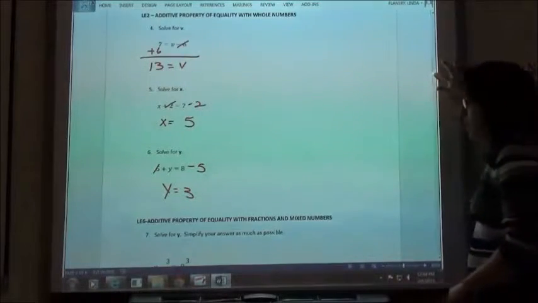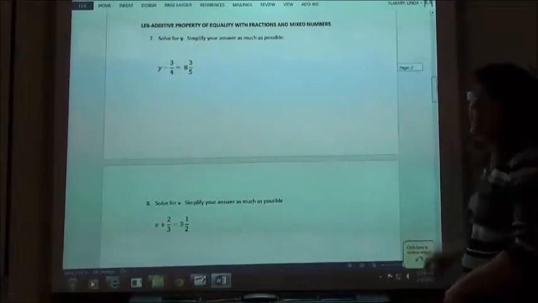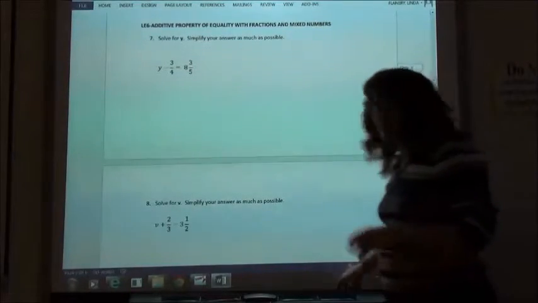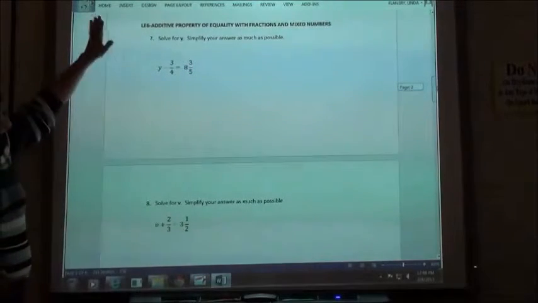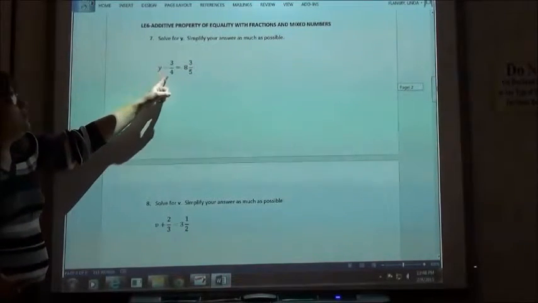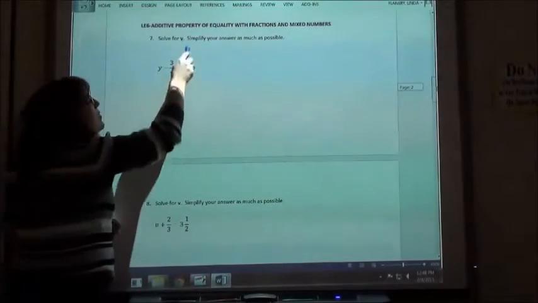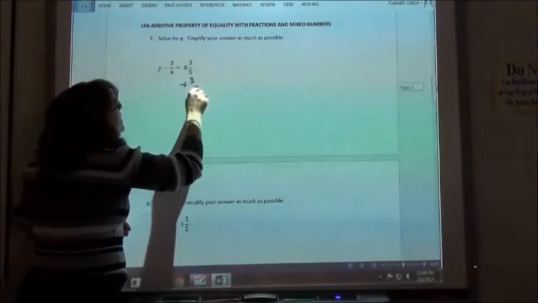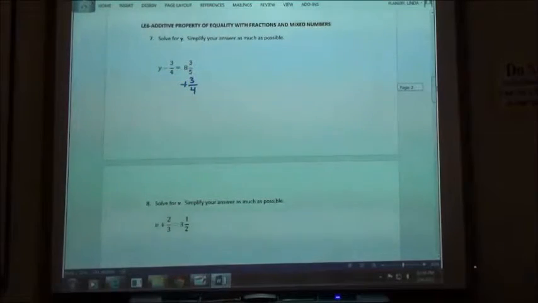And now the new ones are just the same thing you're doing, just making them a little more complicated, like we might have fractions and decimals and those kinds of things. But the rule is still the same. If I want to solve this for y, I need to move this to the other side, so I'm going to add my 3/4. Since I'm adding with mixed numbers, I'm going to put it underneath because I know I have to add my fractions first and find my common denominator.